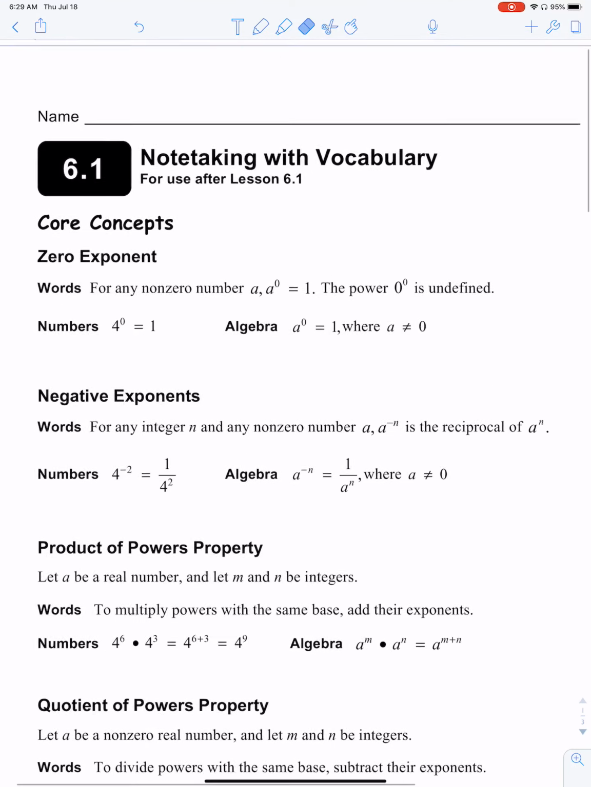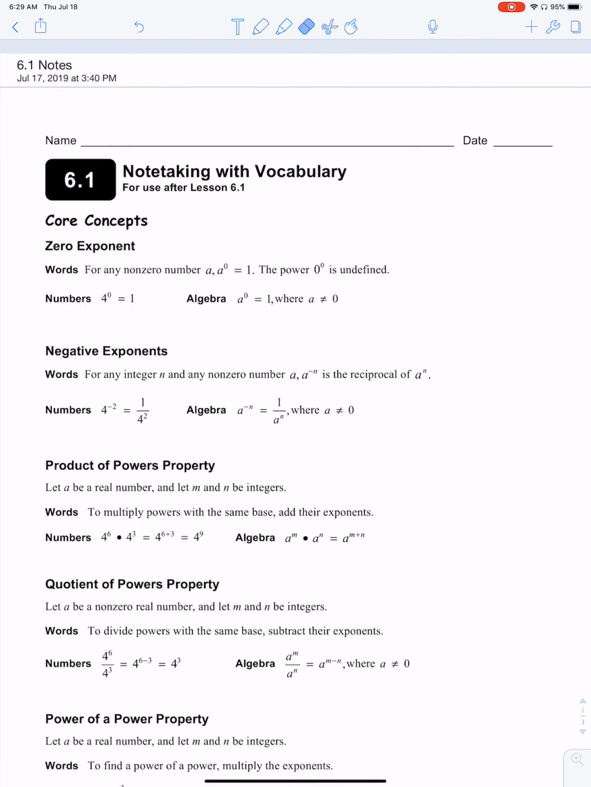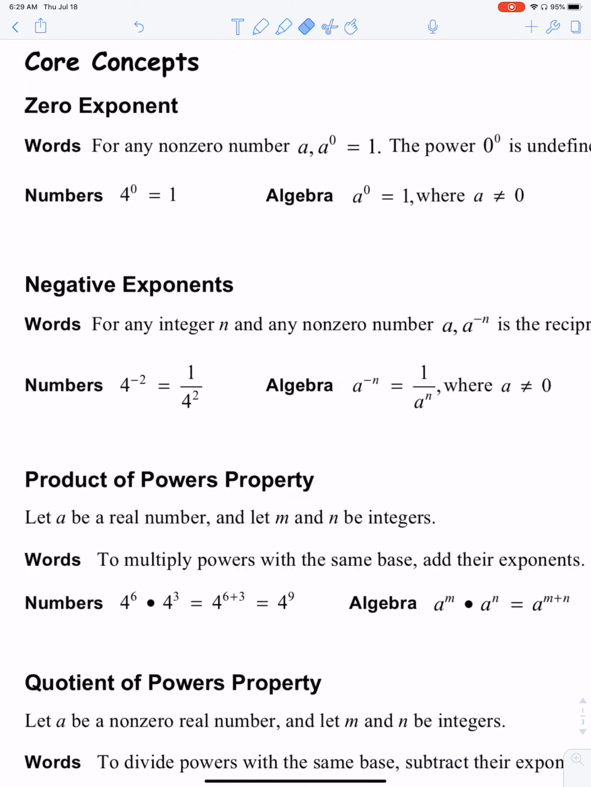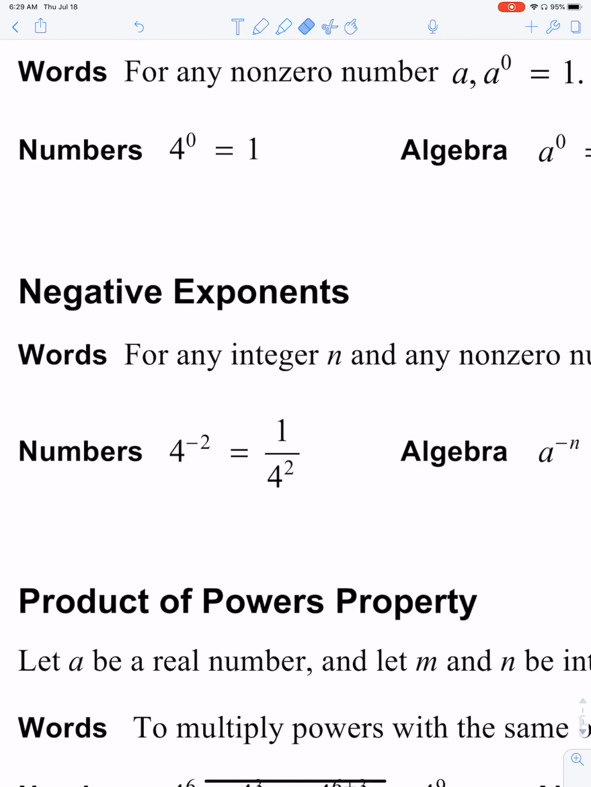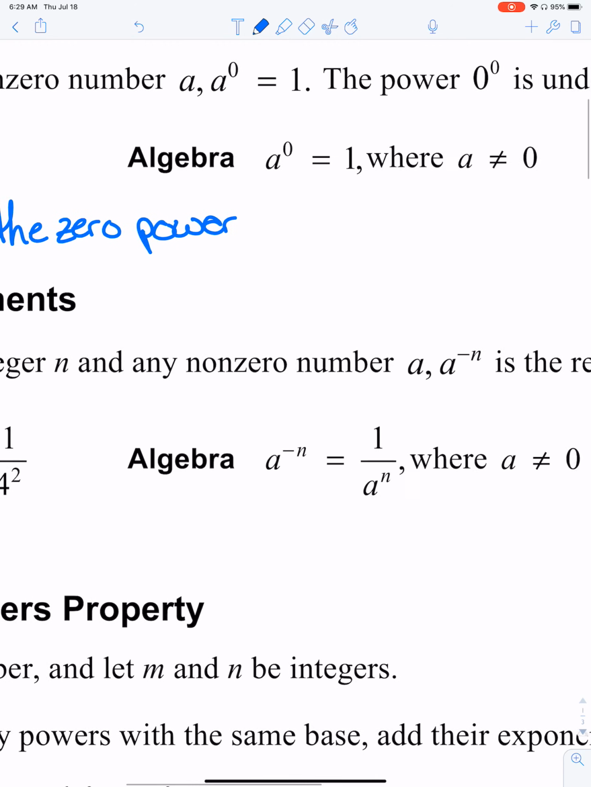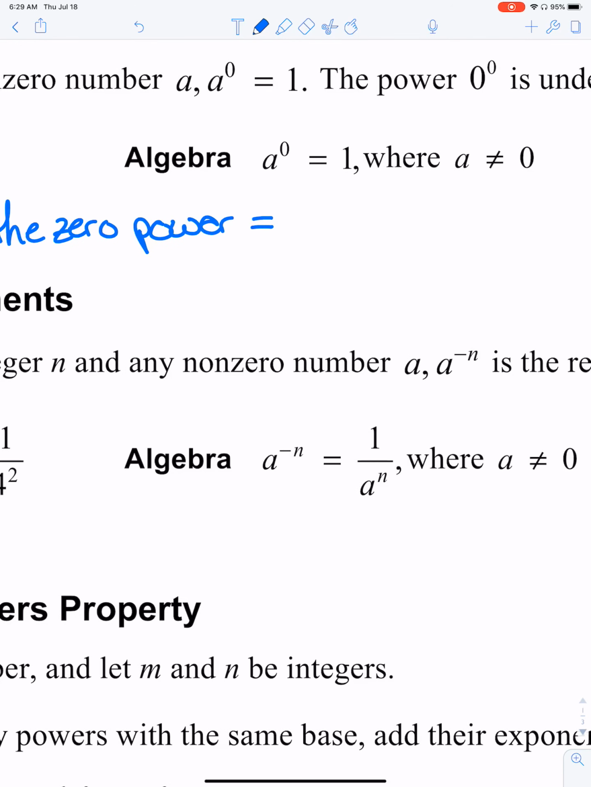Everybody. Today we're going to be covering the properties of exponents. The first property is the zero exponent. So for any number, anything raised to the zero power is going to be equal to 1.